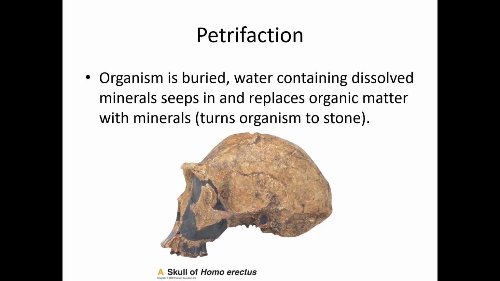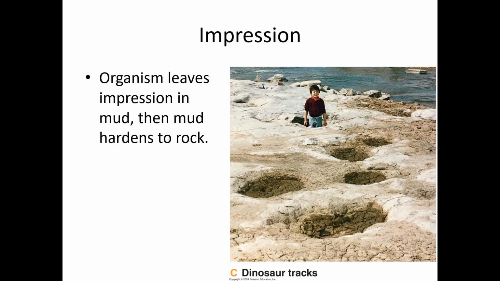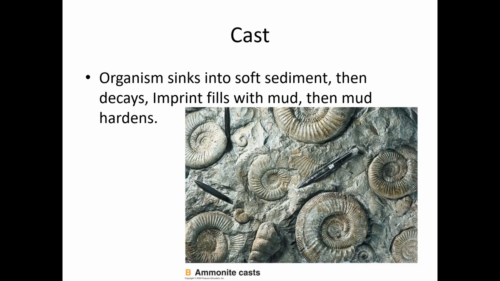It's just that petrified wood is some of the more common types that you would find around here. Impression: if you go to Dinosaur Valley State Park, which is out in Glen Rose, their biggest tourist draw is the dinosaur tracks that are in the river that goes through there, and so those are examples of impression fossils.